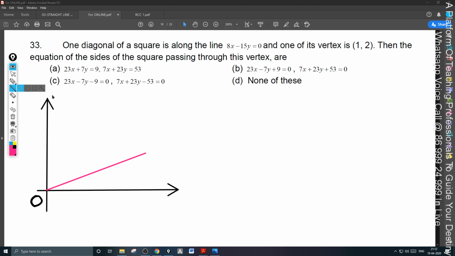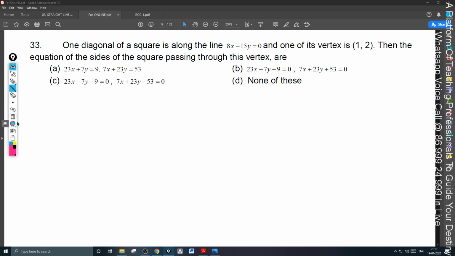Because this x and y axis there is no use at all for us. What I feel, let us remove them. Let me write directly the square. Let me write square directly, please.